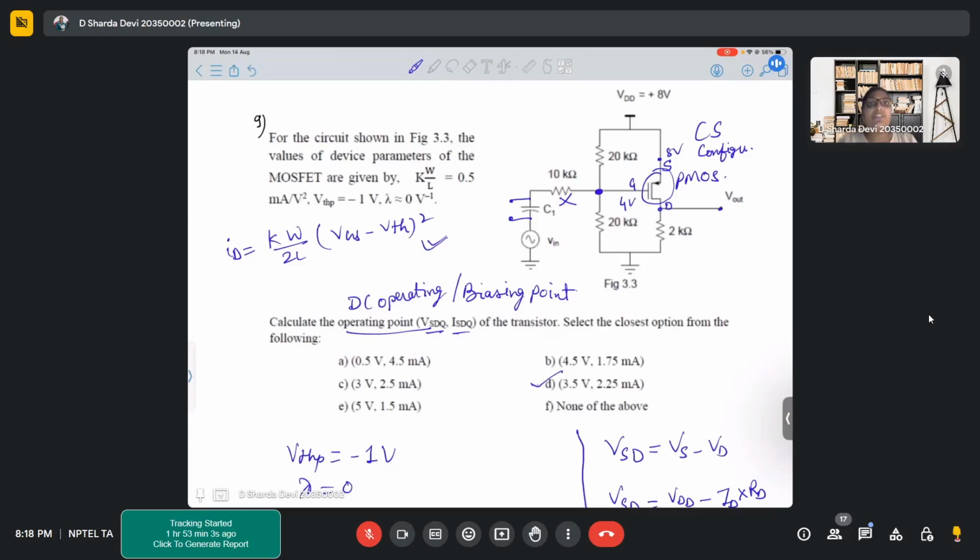Over that, what you do is you apply your AC signal. And when you apply your AC signal, you will get your output. So that is the idea. You'll get your amplified output.